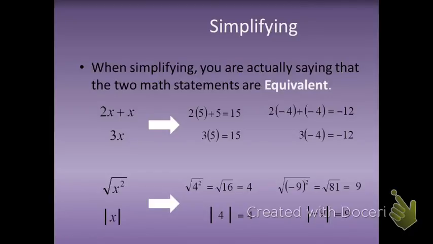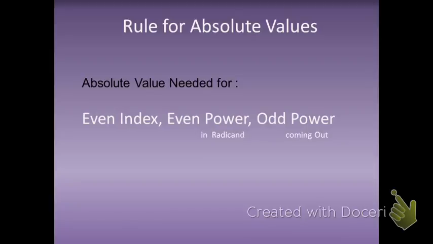I'm going to specify when I want to see them. The directions will say use absolute values when needed. And when you need them is if you meet all 3 of these rules. So you need absolute values if you have an even index, an even power in your radicand, and you have an odd power coming out, in your answer. Okay, even index, even power in the radicand, odd power coming out of the radicand. You need to meet all 3 of these. If you meet all of them, then you need the absolute values around that individual term.